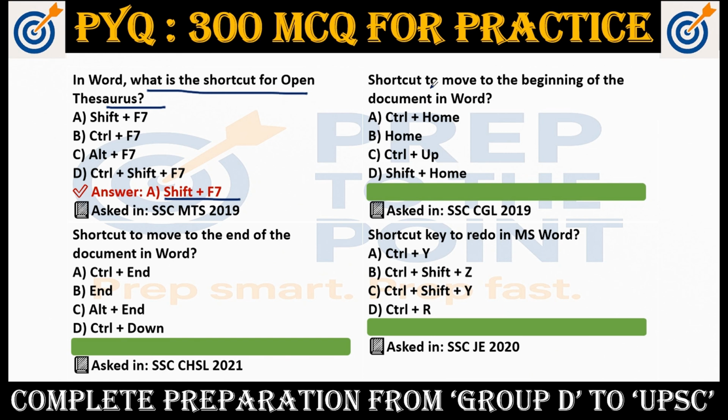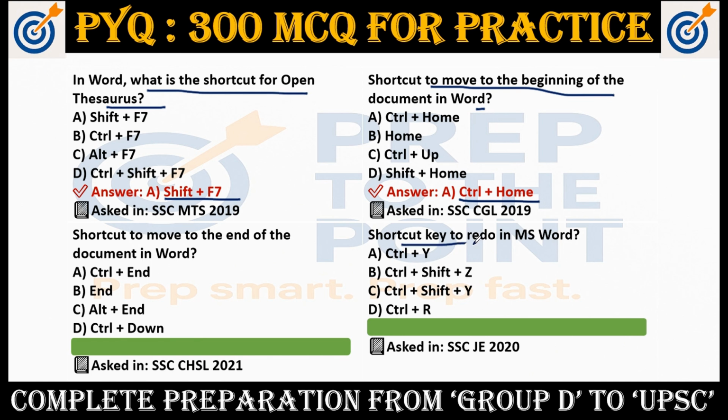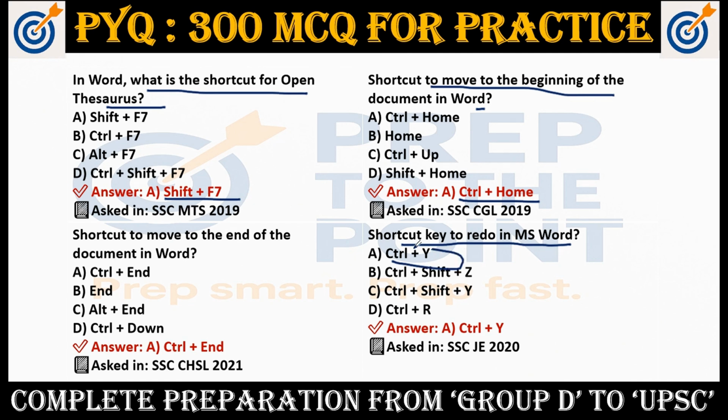Shortcut to move to the beginning of the document in Word. Control Home. Control Home to move to the beginning of the document. Shortcut key to redo in MS Word. It's Control Y. Redo, Control Y. Shortcut to move to the end of the document in Word. Control End. Control Home, beginning of the document. Control End, end of the document. And redo, Control Y. Undo, Control Z.